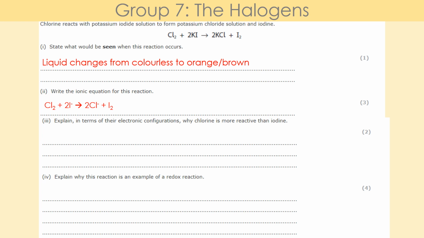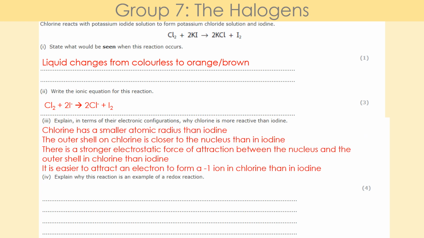Now, our explanation for why chlorine is more reactive than iodine. We've got chlorine has a smaller atomic radius than iodine, so the outer shell on chlorine is closer to the nucleus than in iodine. There is a stronger electrostatic force of attraction between the nucleus and the outer shell in chlorine than in iodine, so then it is easier to attract an electron to form a -1 ion in chlorine than iodine. I've written quite a bit there. You don't need to write quite so much, you don't have to do the comparisons as such. We want those points that the radius changes and it is easier to gain an electron in chlorine than iodine.